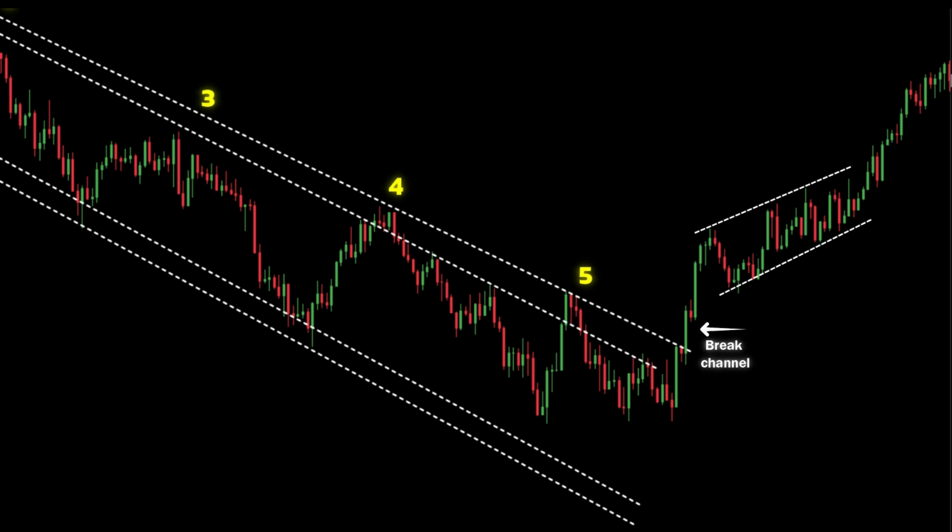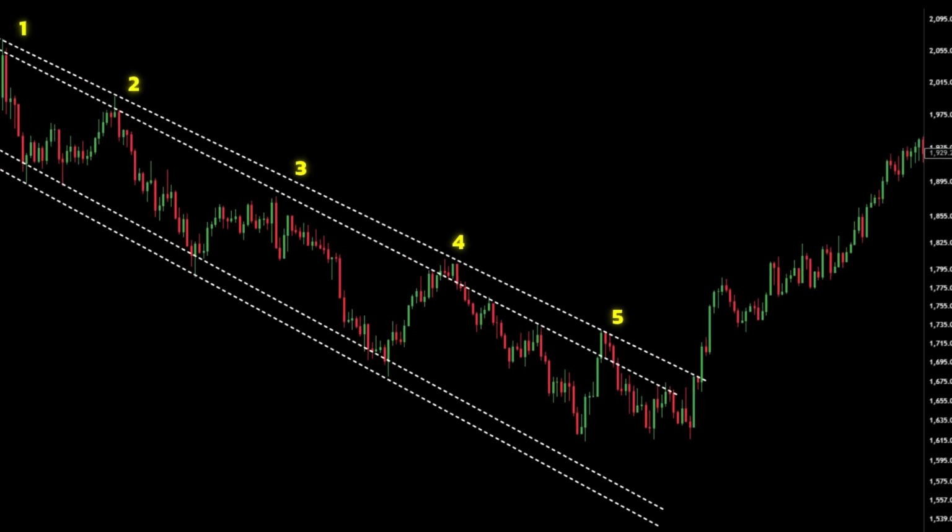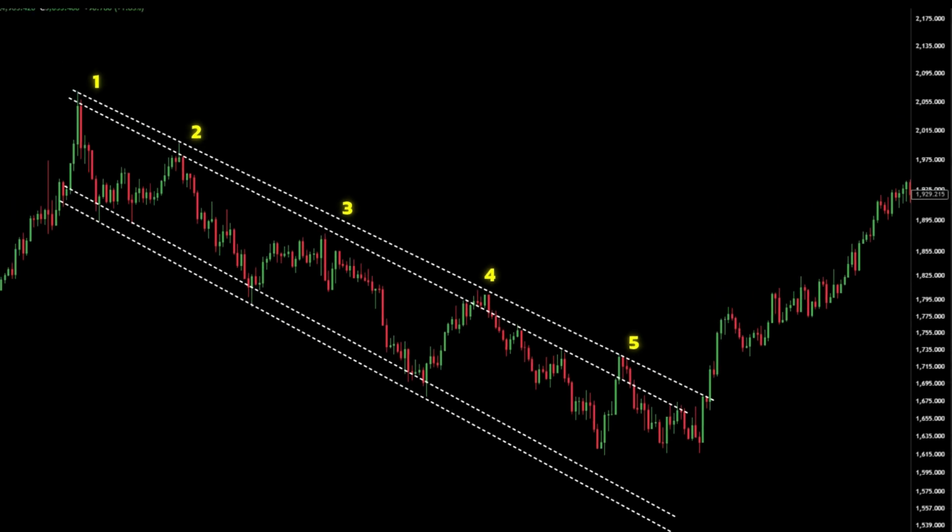After seeing a strong breakout against the main channel direction, we shift our focus to lower time frames and start looking for microchannel structures to find new trading opportunities. Now, let's dive deeper and learn how to actually use microchannels in our trading.